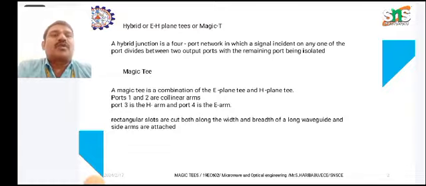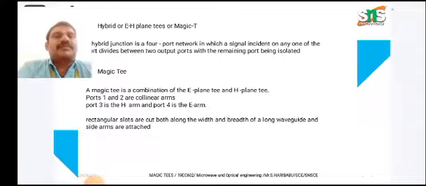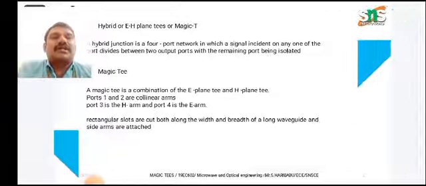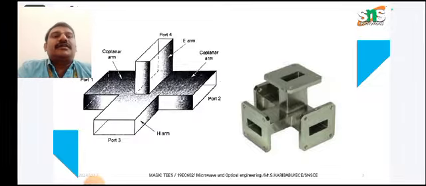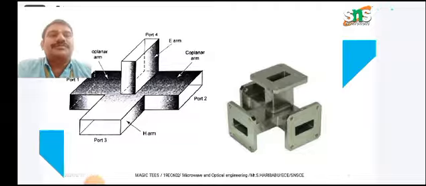Now it is represented as port 1 and 2 are collinear arms, port 3 is the H arm, and port 4 is the E arm. Rectangular slots are cut along the width and breadth of the long waveguide and side arms are attached. As we mentioned, ports 1 and 2 are collinear arms, that is input sections or output sections, and the E arm will be used for port 4 and port 3 as the H arm. The diagrammatic and pictorial representation has been shown here.